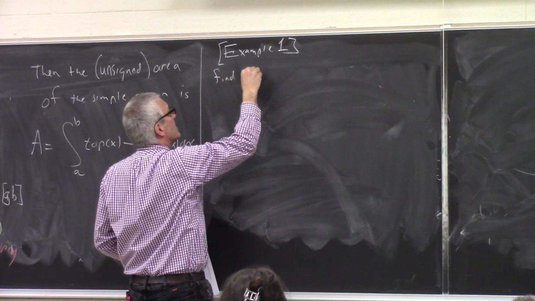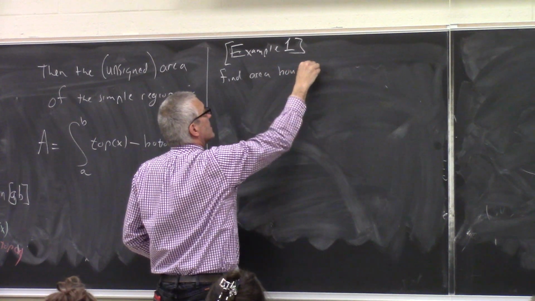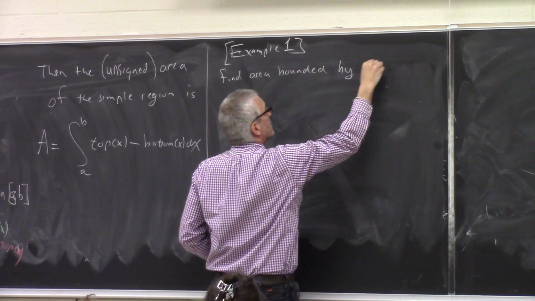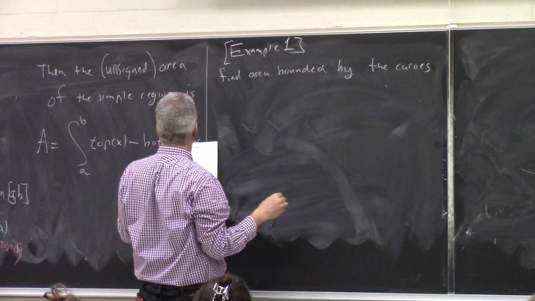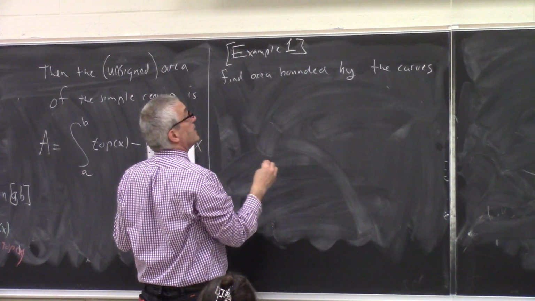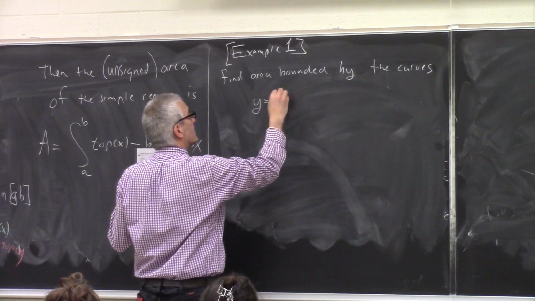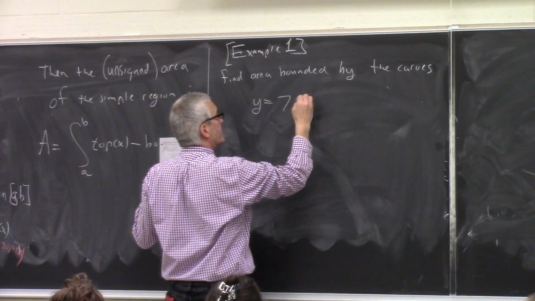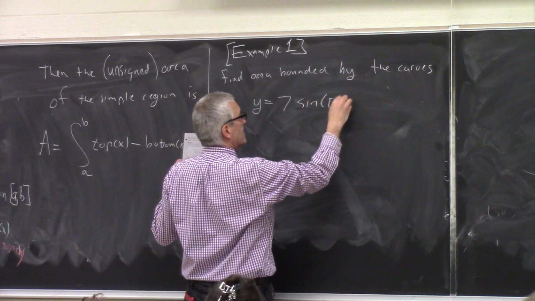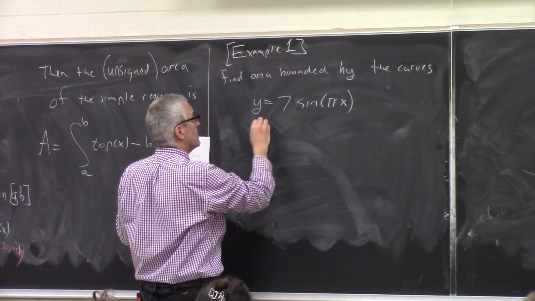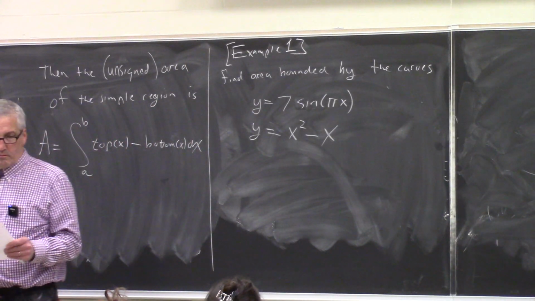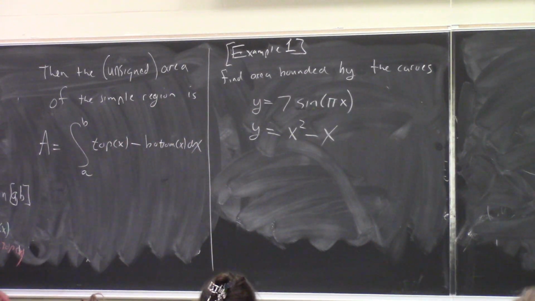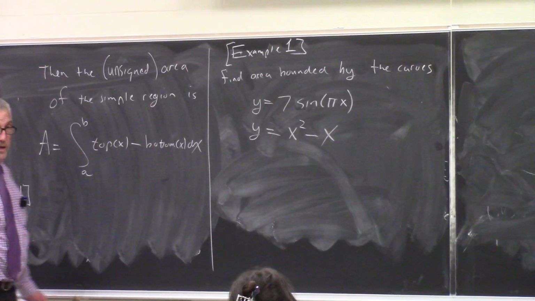Find the area bounded by the curves. I'm going to make this a bit more interesting. y equals 7 sine pi x, and y equals x squared minus x. So notice, neither of these is called the top graph, and we're not given an interval.